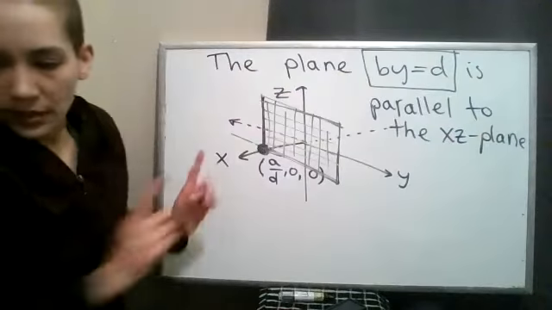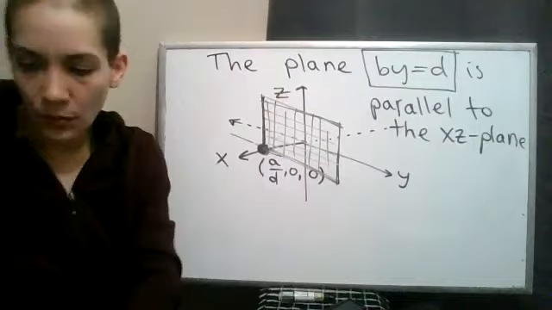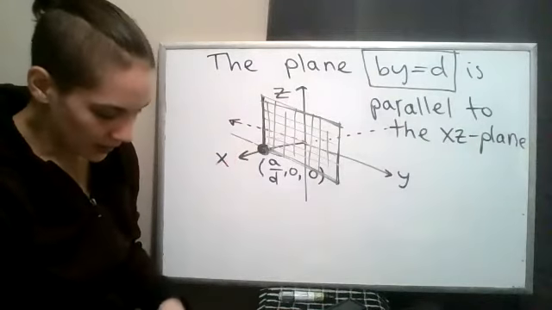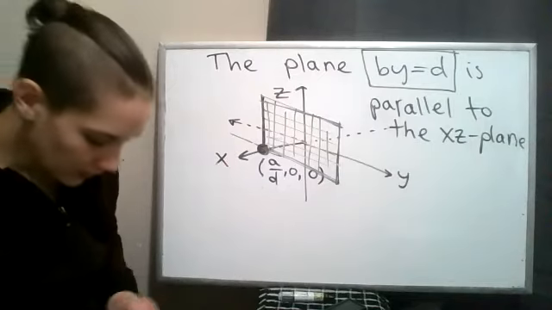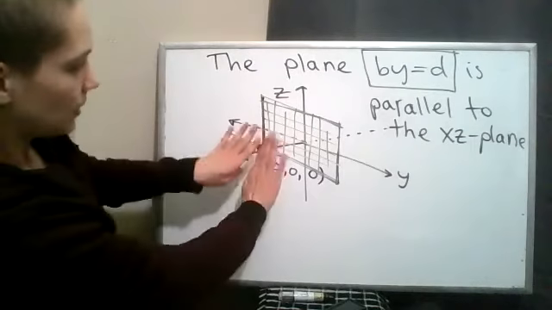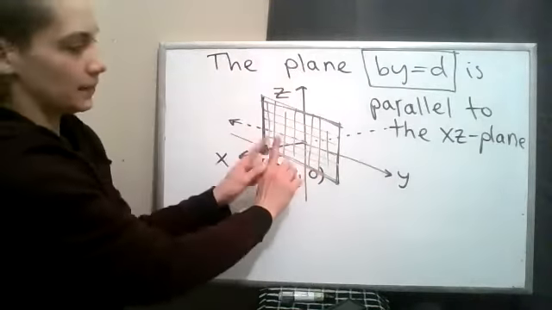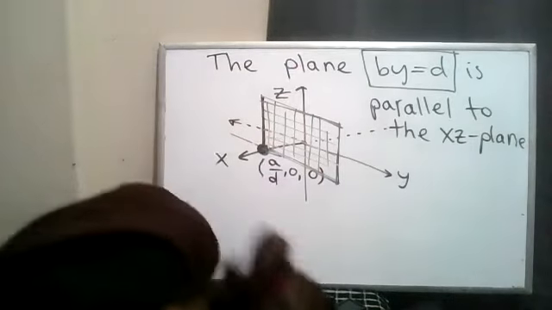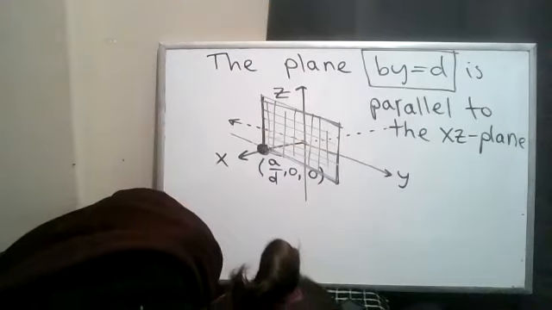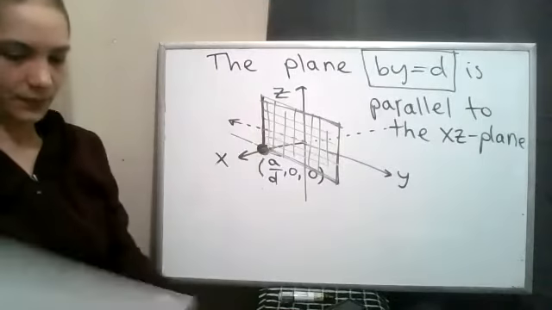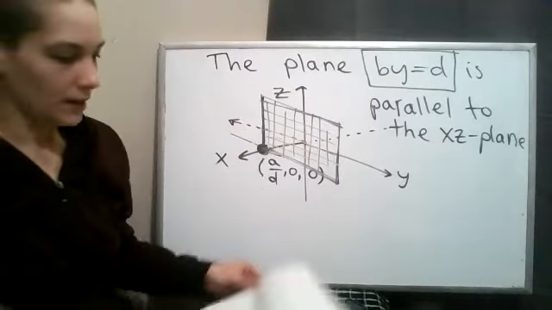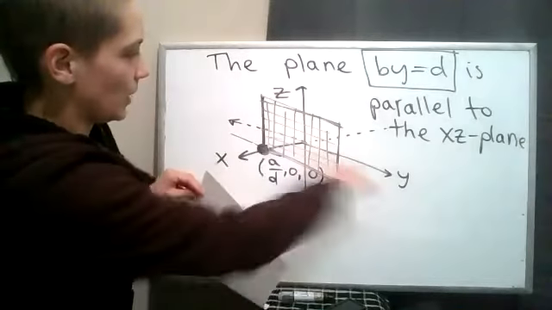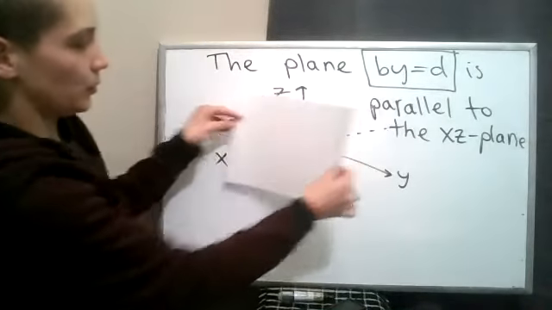Let's go back to the previous problem. The previous problem, we had a plane, this one. This plane is parallel to the YZ plane. So the YZ plane is kind of sitting here like so. This is my plane, and it's sitting on the XY axis, but just pulled out a bit this way.